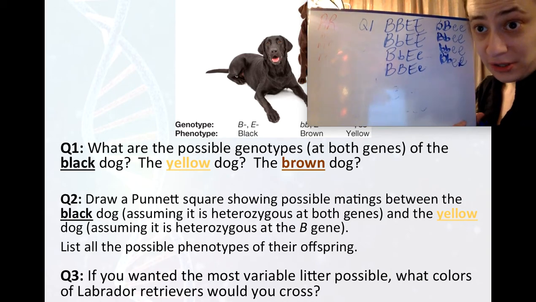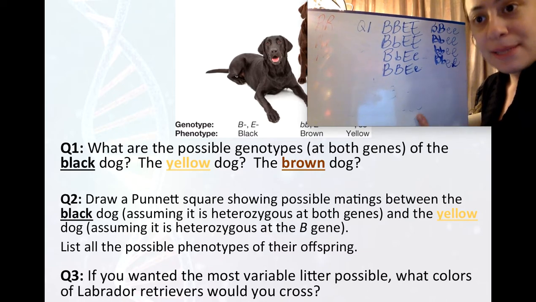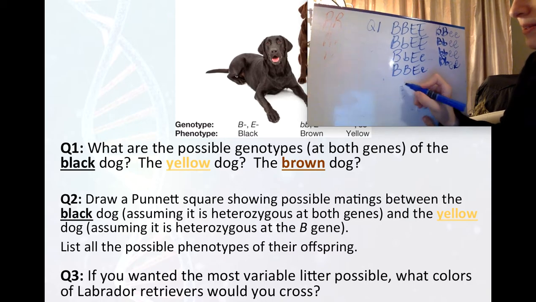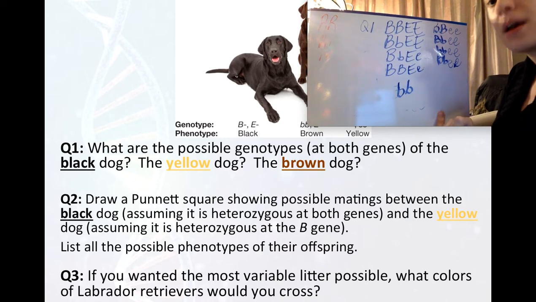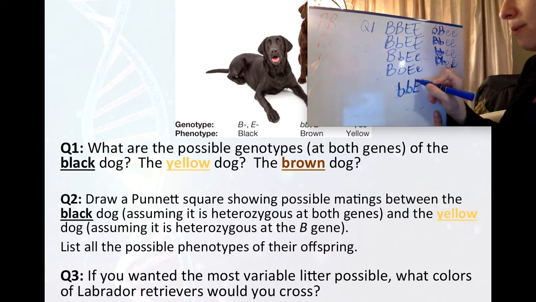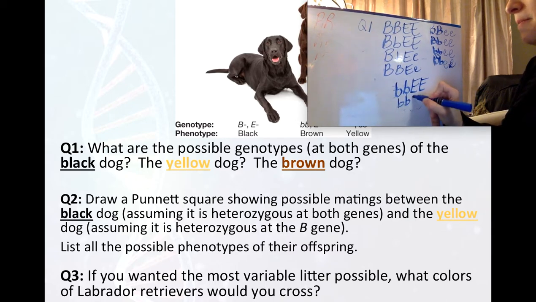Now the brown dog, this one is important. Because the black allele is dominant over the brown allele, if it's brown, it would have to have two of the recessive b's. But it needs pigment to be produced anyway. So a brown dog could be little b, little b, big E, big E, or little b, little b, big E, little e.